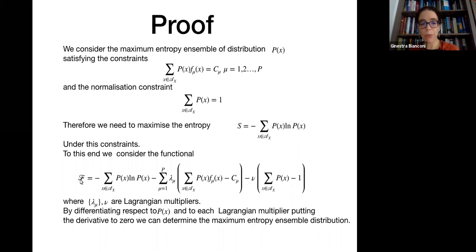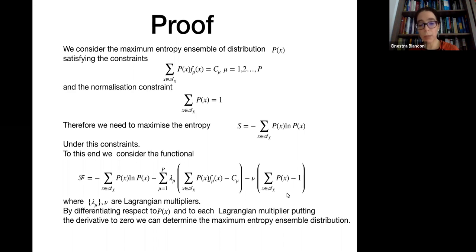So you define a functional, which will be the entropy. And then for each constraint, now we have P constraints, you put a Lagrangian multiplier times the thing that is 0 under this constraint, minus the other Lagrangian multiplier enforcing the normalization condition. Okay, and now we proceed exactly as we did before.